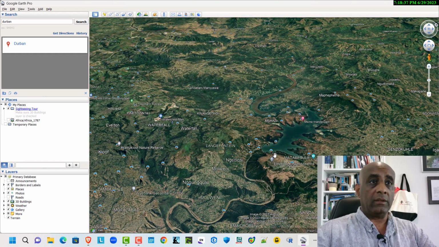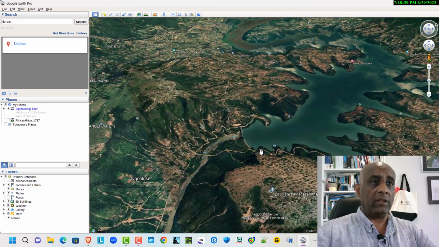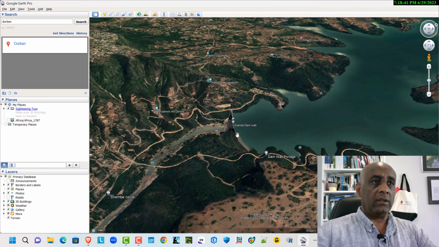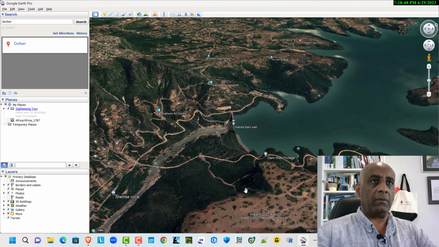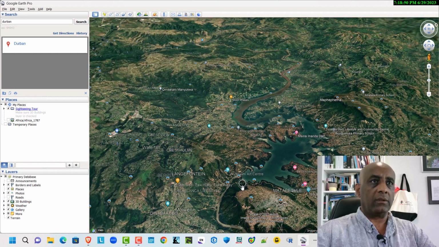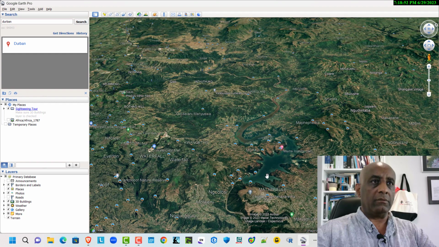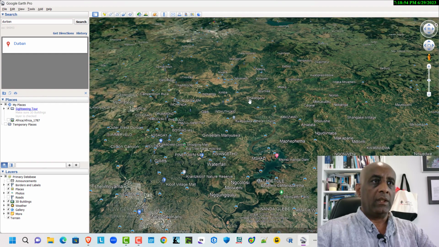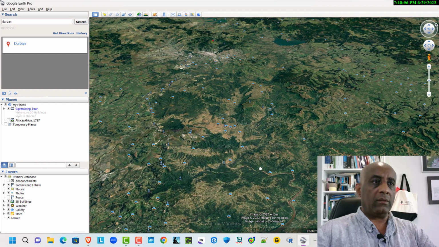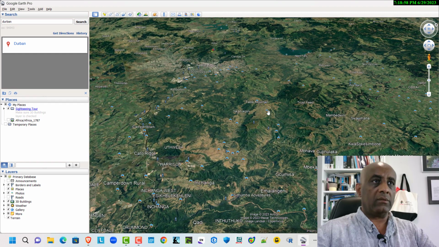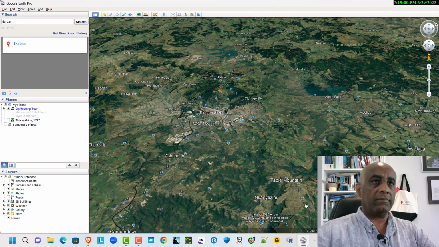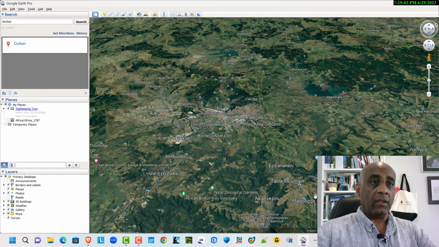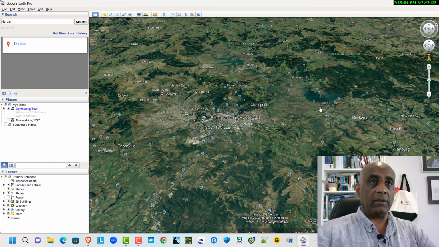That is Inanda Dam. Yeah, it is Inanda Dam. It's a rockfill maybe, or earthfill, I don't know. But the spillway is concrete. It seems a very big dam. And along the way there is also a very small dam, I think, but it's not visible here.